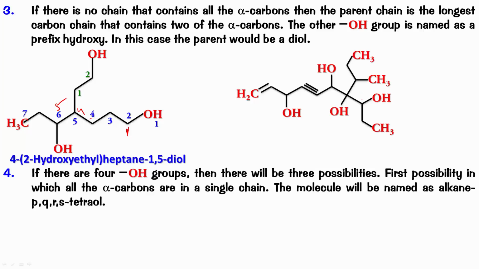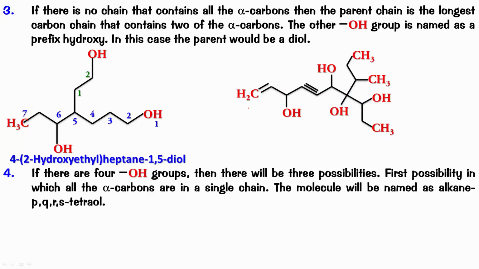Look for the alpha carbons first. Alpha, alpha, alpha, alpha. Can you see this chain? All of them are in that chain. Extend it. You get the maximum number of carbon atoms as well as the maximum number of double and triple bonds in this case.